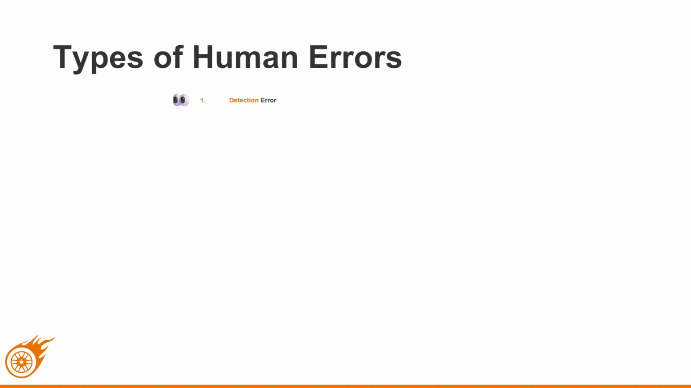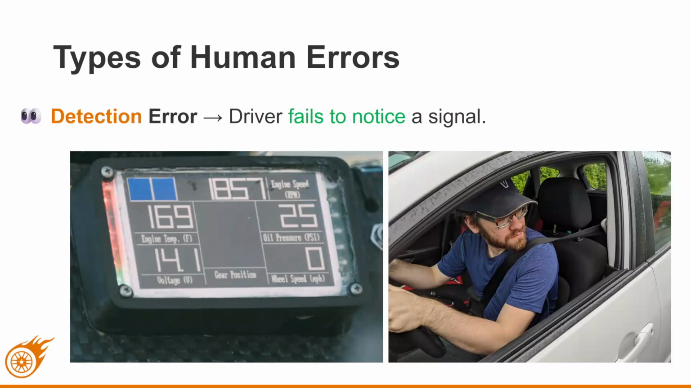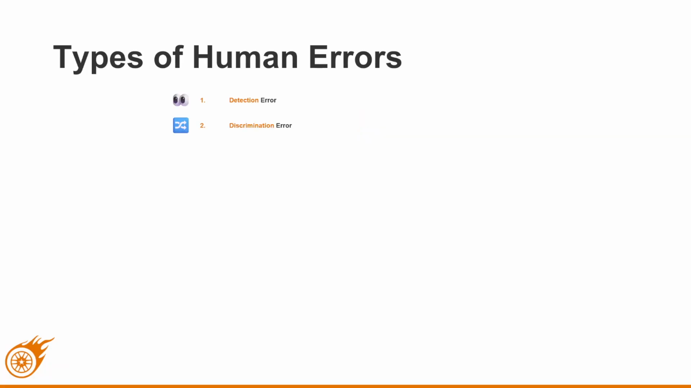The first we'll go over is detection error. So detection error is essentially when the driver fails to notice a signal or cue. It could be missing a yellow flag if there's one on the track, or it could be not seeing the shift light, or not hearing something. So they fail to pick up a signal of some kind. So the critical takeaway here is make critical signals bright, clear, and visible and in the driver's line of sight to help avoid this kind of error.